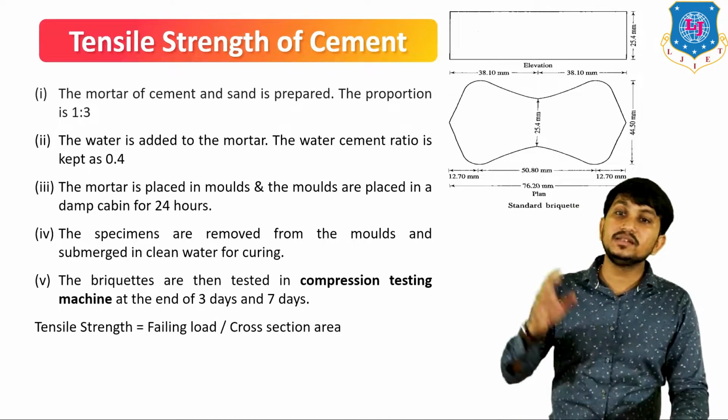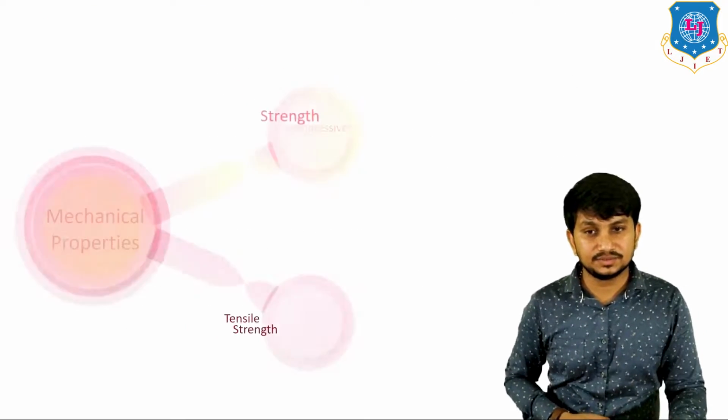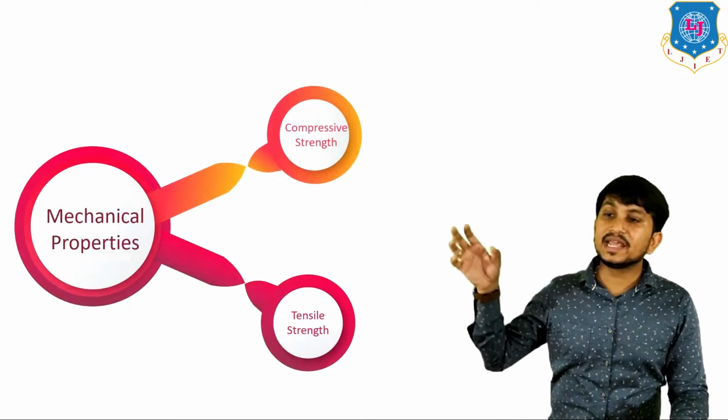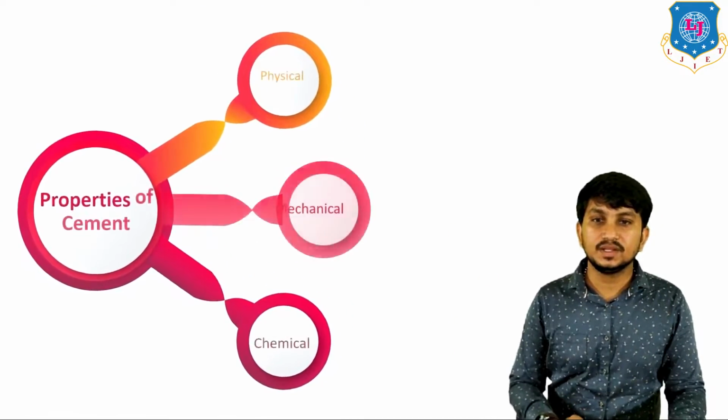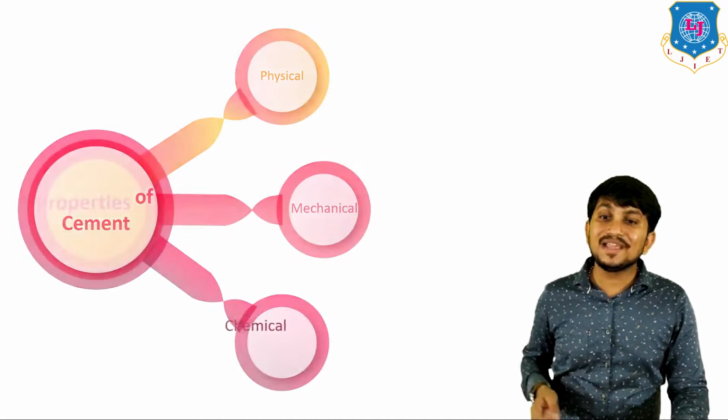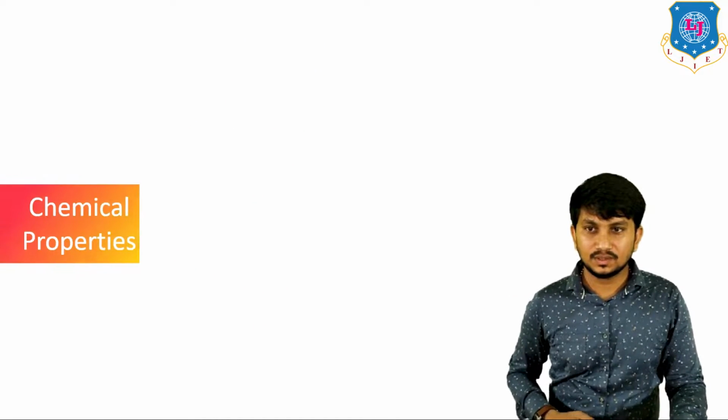This is how you can calculate tensile strength of the cement. These are the 2 mechanical properties of cement. Now let's discuss the chemical properties of the cement.